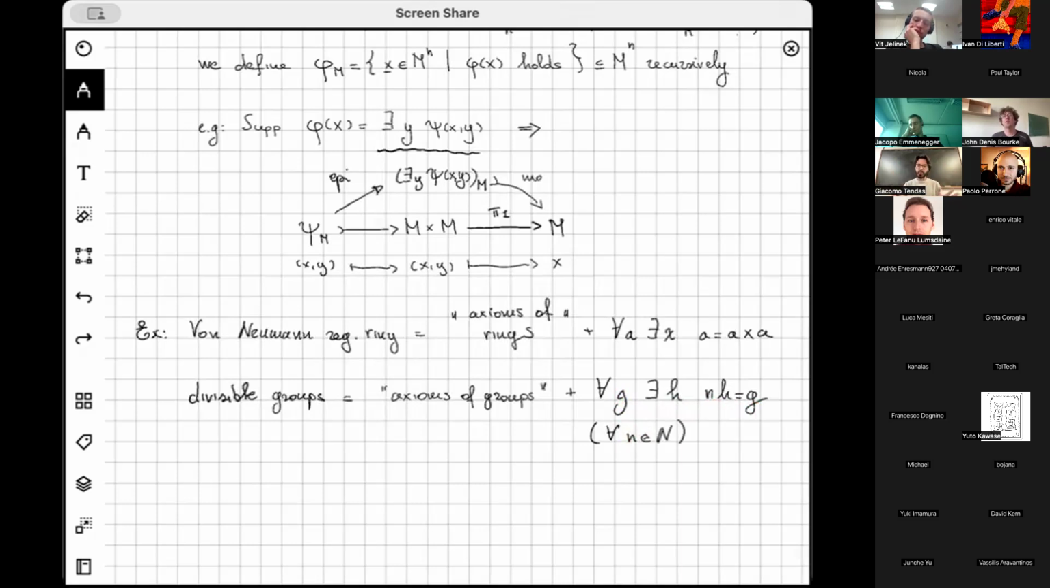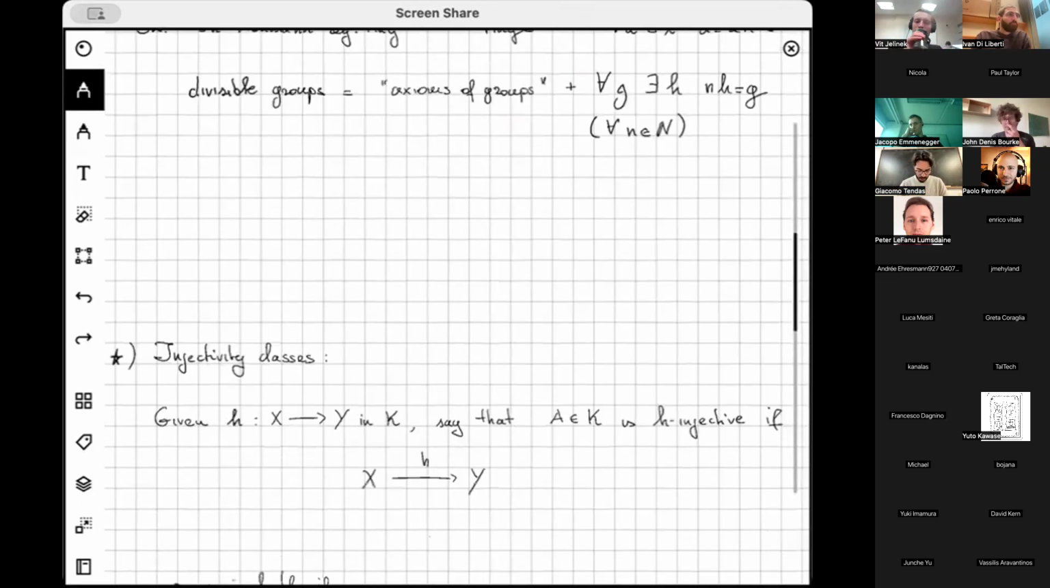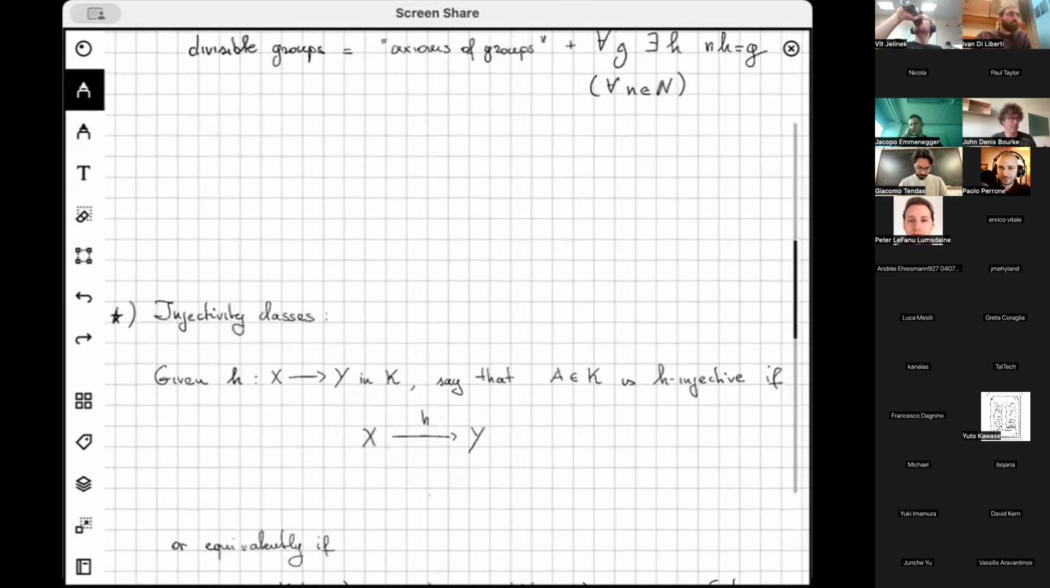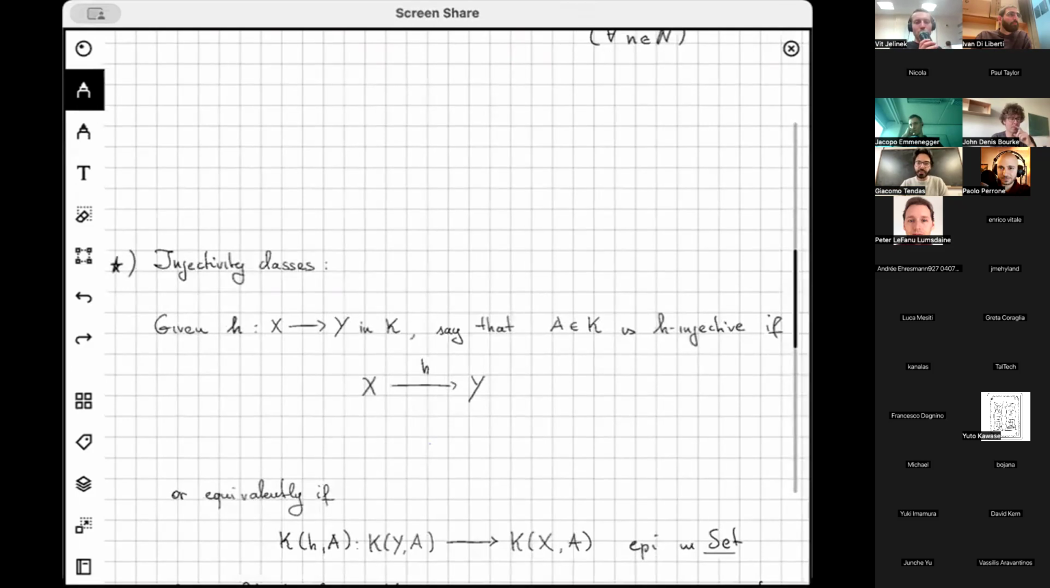Okay, so that's a quick recap on regular logic. Let's see something that maybe people know less, which is injectivity classes. And stop me at any point if you have questions, of course. Okay, so injectivity is something that can be defined in any category. So from this point of view, it's very general.